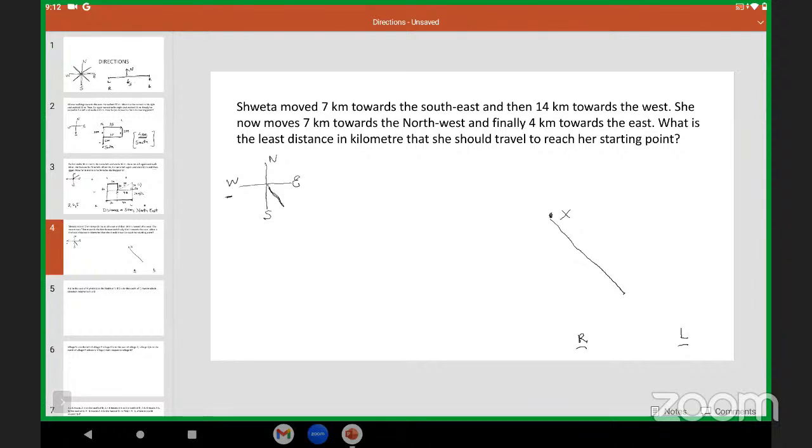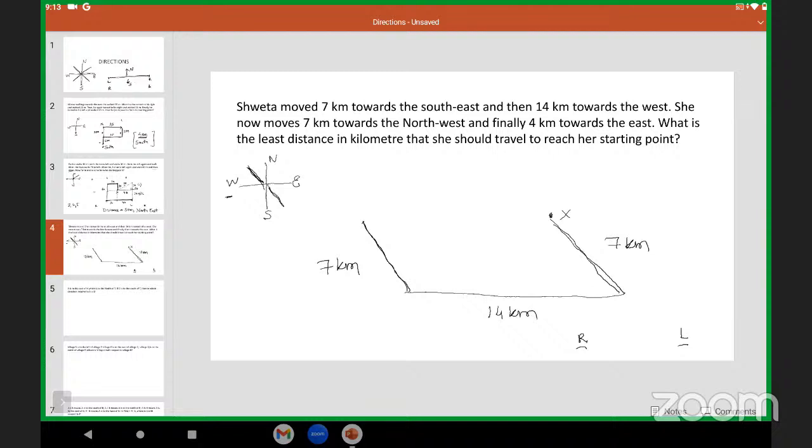At first point she travels 7 kilometers. Now she turns towards southeast and then travels 14 kilometers towards west. This is 14 kilometers. Now she moves 7 kilometers towards northwest. Northwest, if you look, will be this line. So exactly it will be a parallel line to the first one. And how many kilometers does she go in northwest? It will be 7 kilometers.